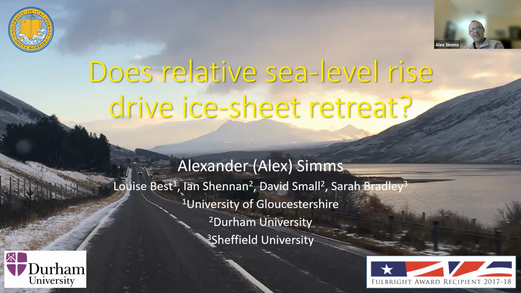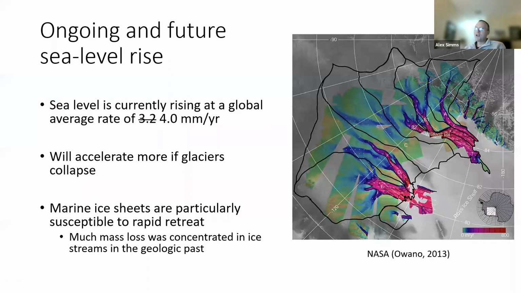And I want to ask a question: what role does relative sea level rise play in the retreat of marine-based ice sheets and ice streams? I'll take a few slides to preface what some of those words mean and so forth. So why would we care about this? Why would we care about marine ice sheets and so forth?